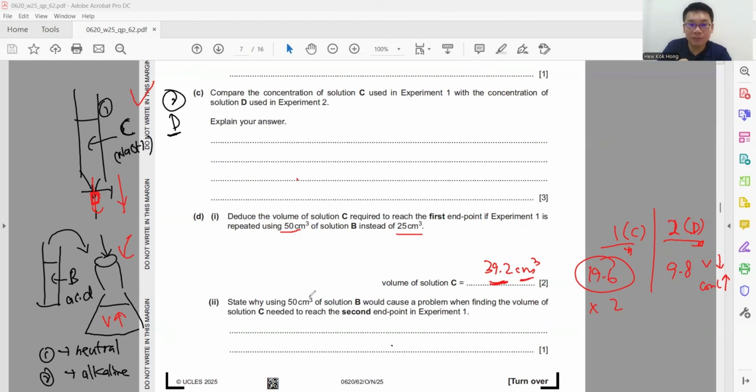State why using 50 cm cube of solution B would cause a problem when finding the volume of solution C needed to reach the second endpoint in experiment 1. So when the volume here increases, the volume here also increases. Then the volume that we need to use might exceed what the burette can hold.